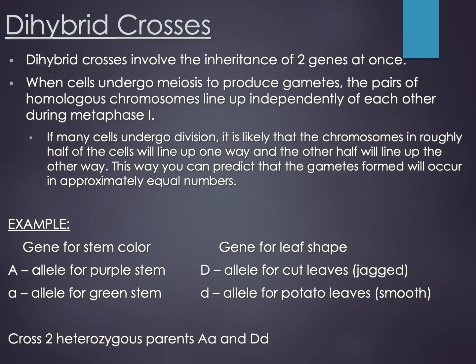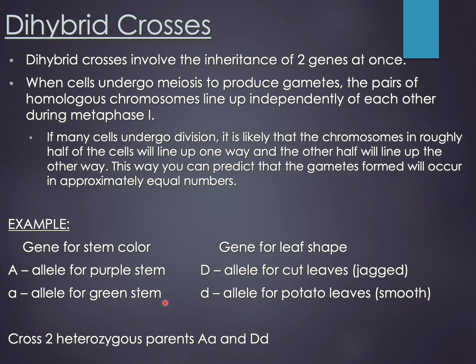Dihybrid crosses. This involves the inheritance of two genes at once. When cells undergo meiosis to produce gametes, the pairs of homologous chromosomes line up independently of each other in metaphase 1. In many cells undergoing this division, it is likely that the chromosomes in roughly half of the cells will line up one way and the other half will line up in another way. This is your independent assortment that occurs during meiosis. This way you can predict what the gametes are going to possibly be with approximately equal numbers.